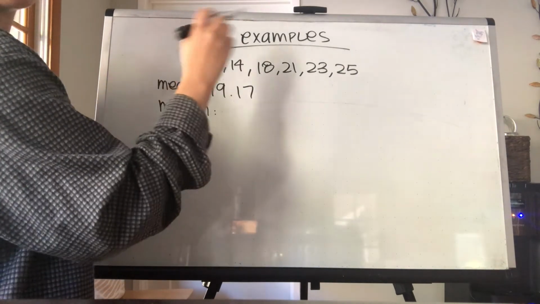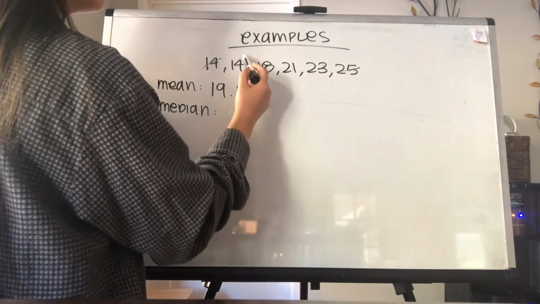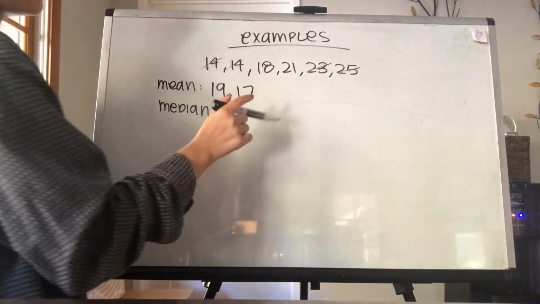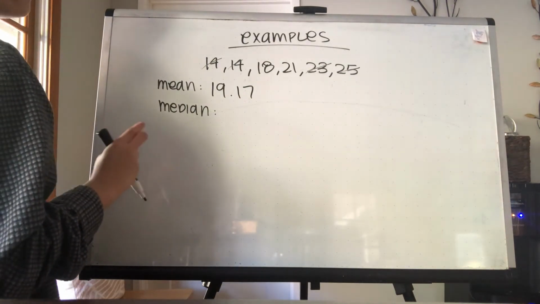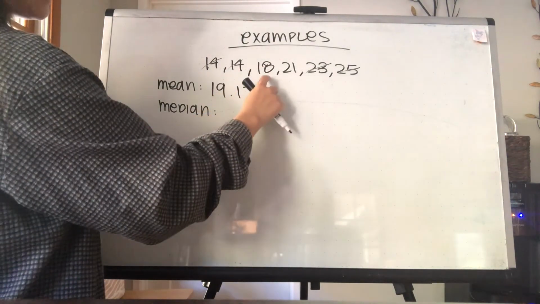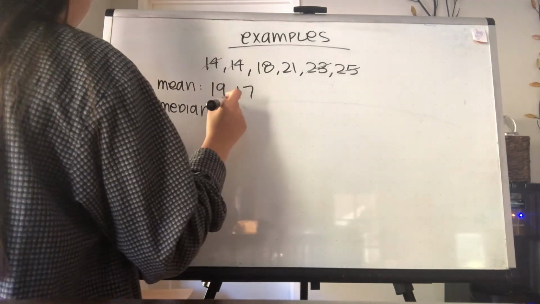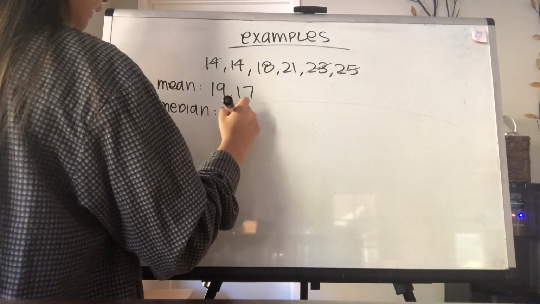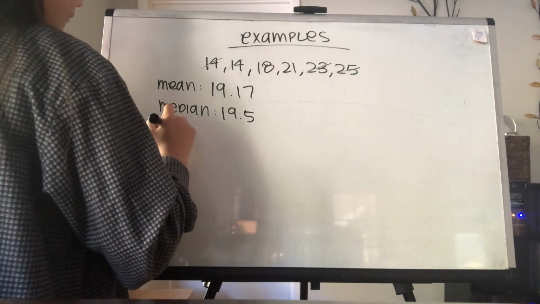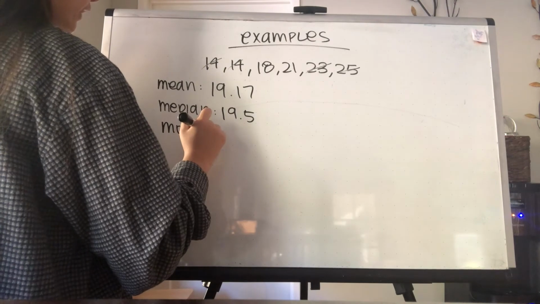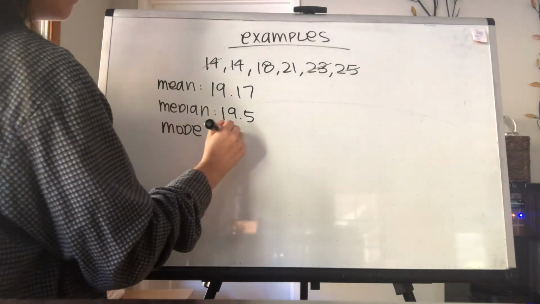All right, now the median. We're going to cross off the end numbers until we reach the middle. Okay, so we have 18 and 21 left. And so what we're going to do to find that median is we're going to add these two together and then divide it by 2. And when you do that, you would get 19.5. And now the mode. We're trying to find the number that occurs the most, and that's going to be 14.